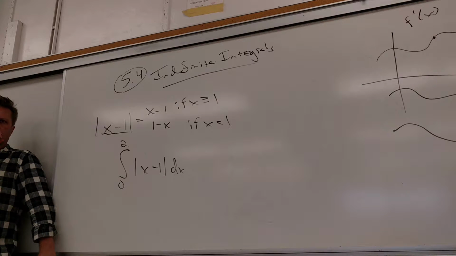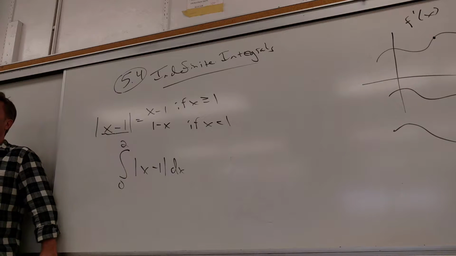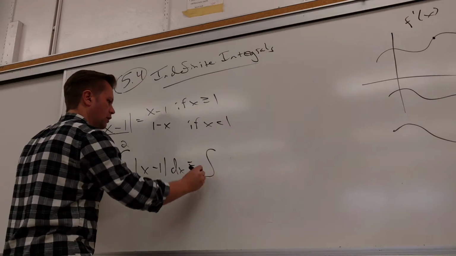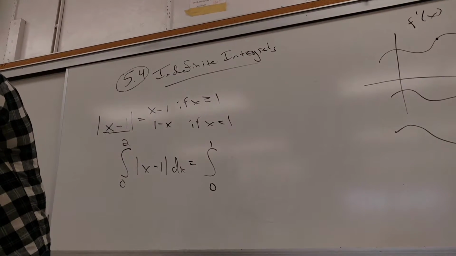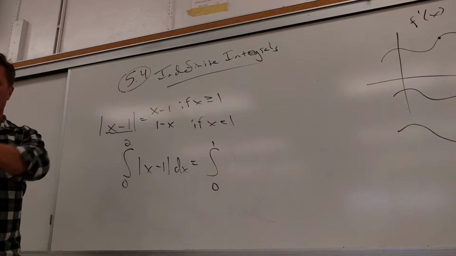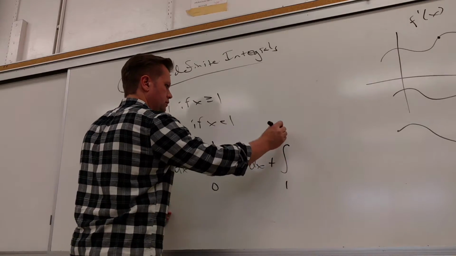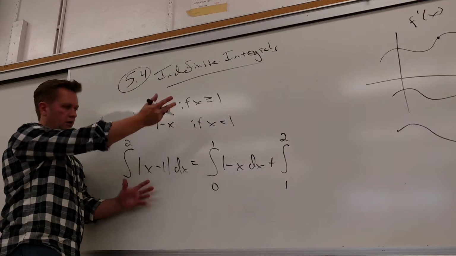I think in 5.2 there's a similar one, and you separate it around what point, of course. We already figured out what point we're going to separate it around. Where do things change? 1. So below 1, how can I rewrite this? We already told ourselves. From 0 to 1, this would be 1 minus x. From 1 to 2, above 1, it's x minus 1.